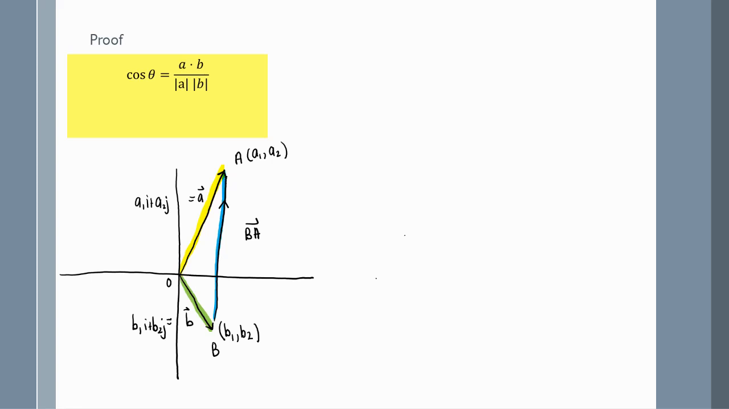Let's find an expression for this vector. So I know if I start at B and end up at A, using the vectors that I already know, I would have to go backwards from B to O, so that will be negative B. And then I have to add on my vector from O to A, which is vector A. Now the reason I've created this triangle is because we know the cosine rule and we can use it to find the angle between our vectors A and B.